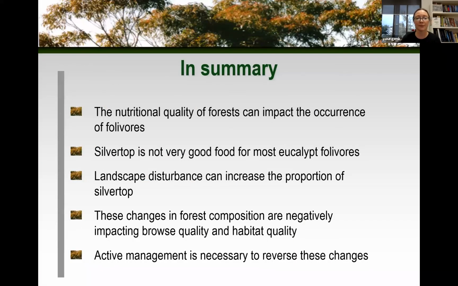In summary, the nutritional quality of forests can impact the occurrence of folivores. Silvertop is not very good food for most eucalypt folivores. Landscape disturbance can increase the proportion of silvertop. These changes in forest composition are negatively impacting browse quality and habitat quality. Active management is necessary to reverse these changes.